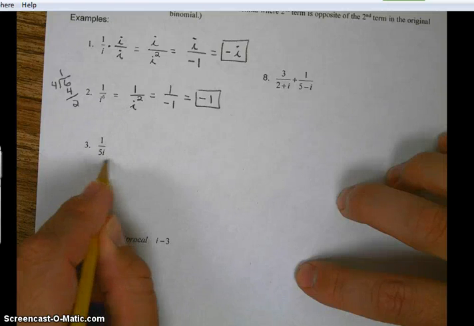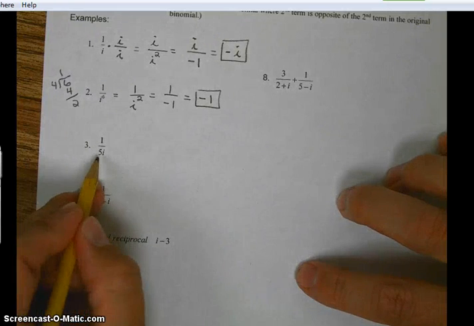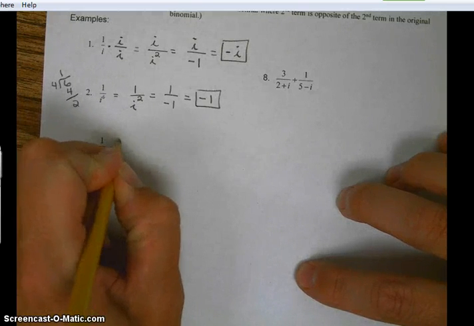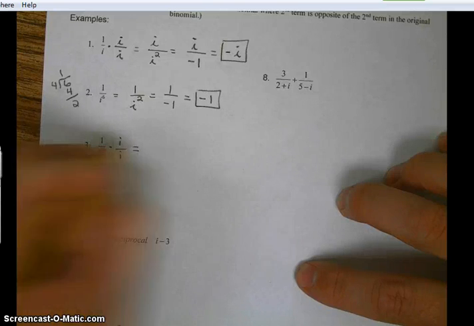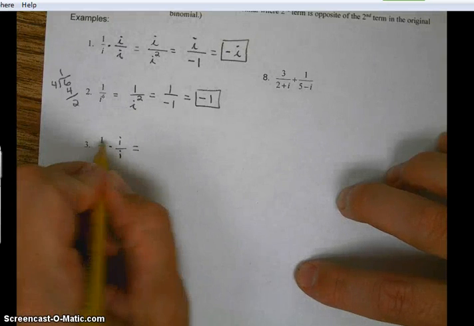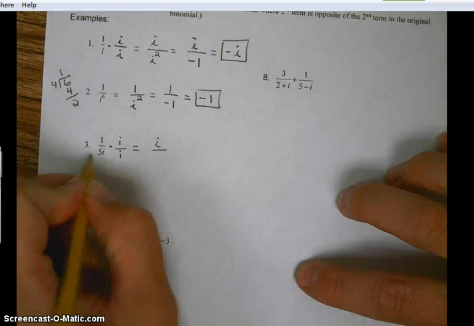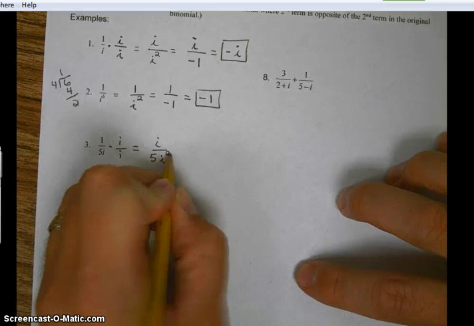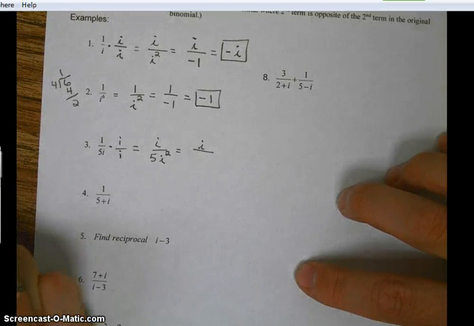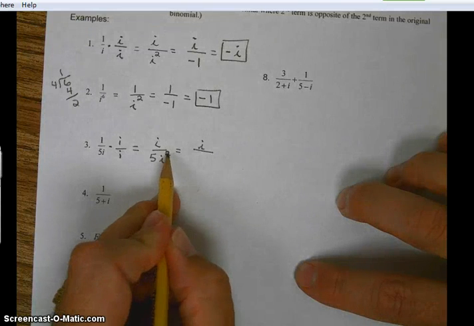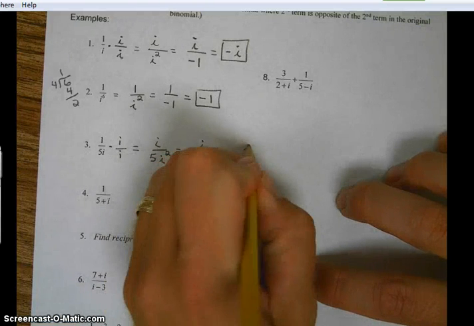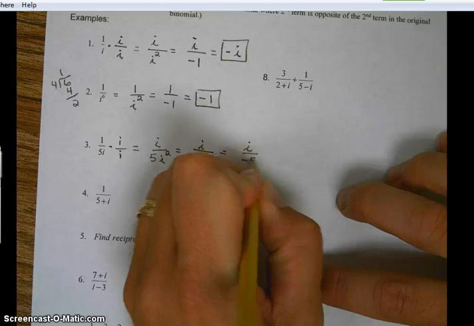Okay, next thing we're going to do is get rid of the imaginary down here. We're going to use the same process we did in number 1. So to get rid of the i, we're going to multiply by i over i. Hopefully you can see why we're doing that by now. Okay, multiplying the numerator, we get i on top, and we get 5i squared on the bottom. And yes, you guessed it, Rochanel, i squared is -1. And so we end up with i over -5.